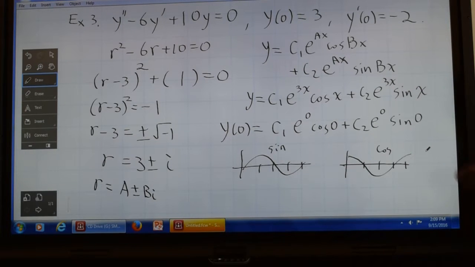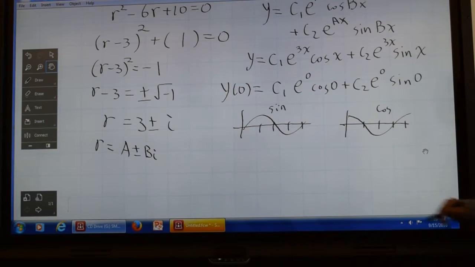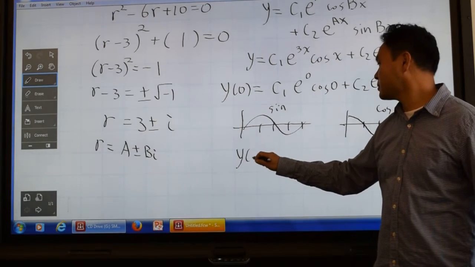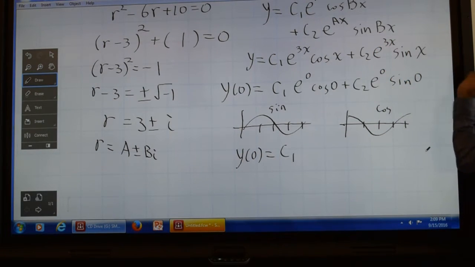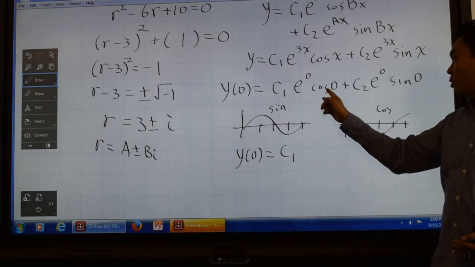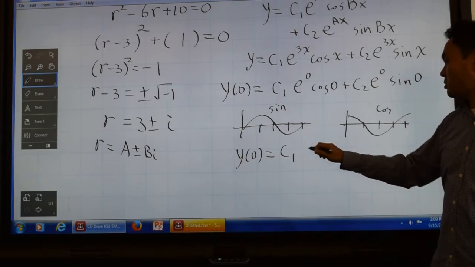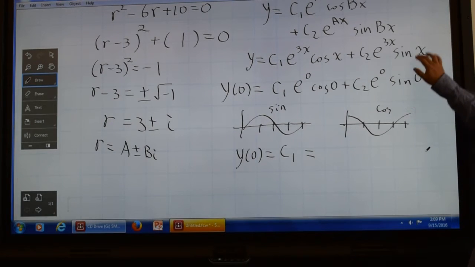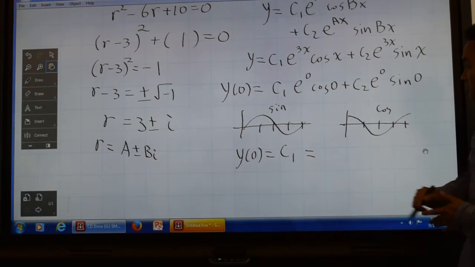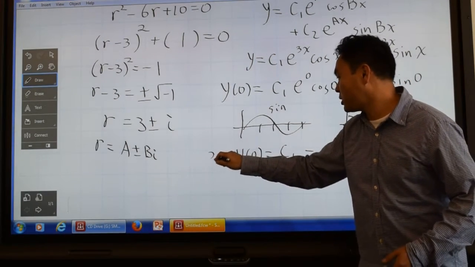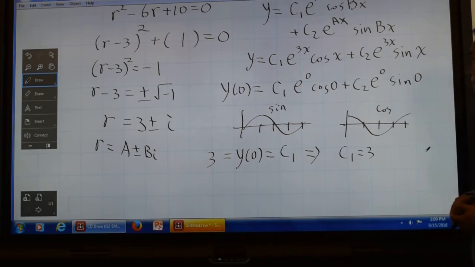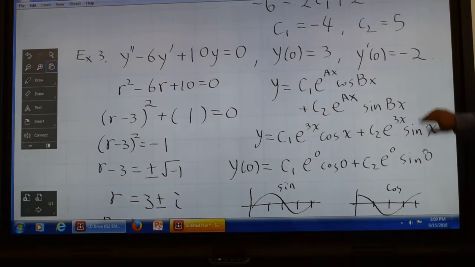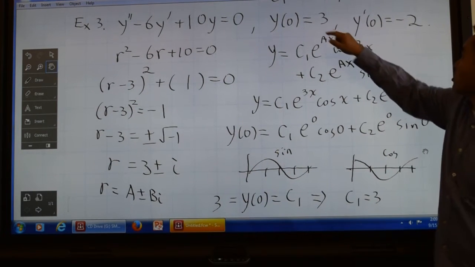So that gives you just what? C1 only, right? Because sine of 0 is 0, that's gone. e to the 0 is 1, cosine 0 is 1, so C1 is the only survivor, and that should be equal to 3. Our condition was that y of 0 is 3, so C1 is equal to 3.